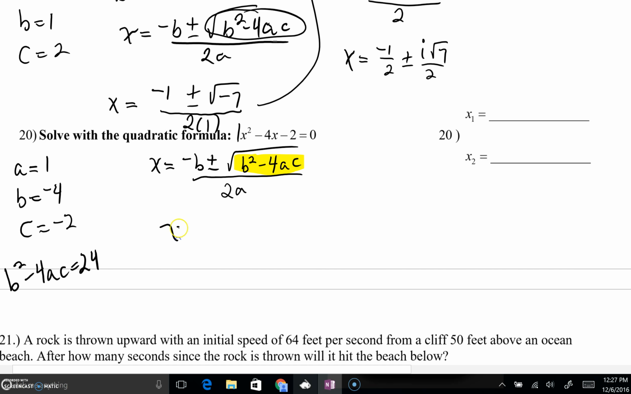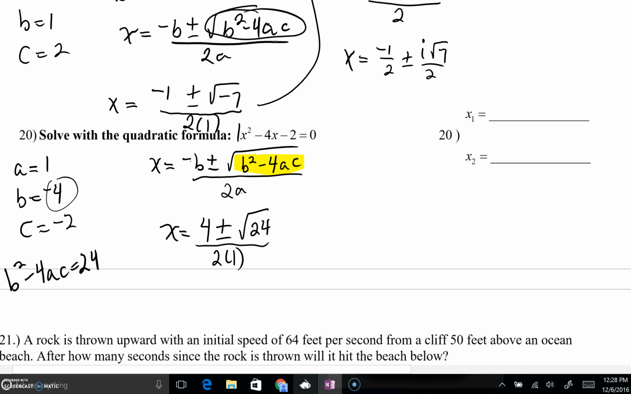So we're going to say x is equal to, well, opposite b. The opposite of -4 is +4. -4 becomes +4. Inside here you've got 24. We just saw that. And then down below, 2 times a. Well, that's 2 times 1, of course.